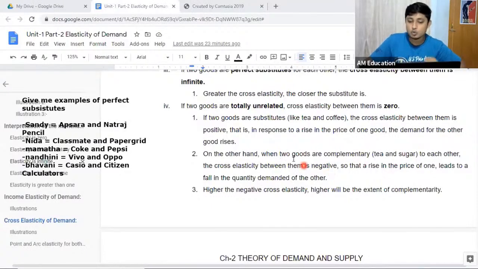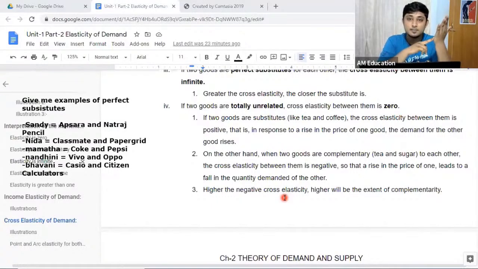So when two goods are complementary to each other, the cross elasticity between them is negative, so that a rise in the price of one leads to a fall in the quantity demanded of the other. Right? Higher the negative cross elasticity, higher will be the extent of complementarity. How do you find out whether it's a negative cross elasticity? You'll get a minus elasticity. That's it. The number will be in minus. Right? So higher the negative cross elasticity, the closer the complementary are.